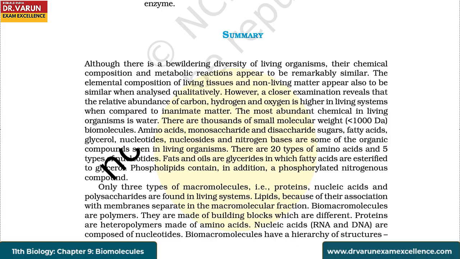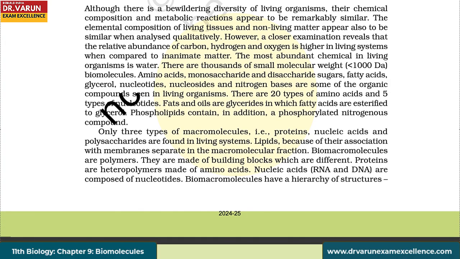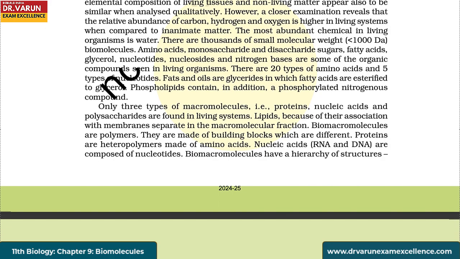There are thousands of small molecular weight, that is lesser than 1000 Daltons, biomolecules. Amino acids, monosaccharides and disaccharide sugars, fatty acids, glycerol, nucleotides, nucleosides and nitrogen bases are some of the organic compounds seen in living organisms. There are 20 types of amino acids and 5 types of nucleotides. Fats and oils are glycerides, in which fatty acids are esterified to glycerol. Phospholipids contain in addition a phosphorylated nitrogenous compound.